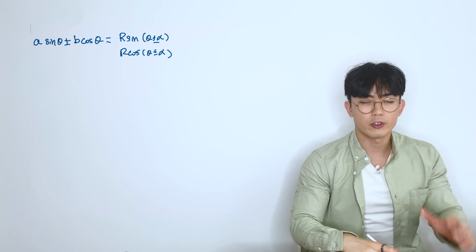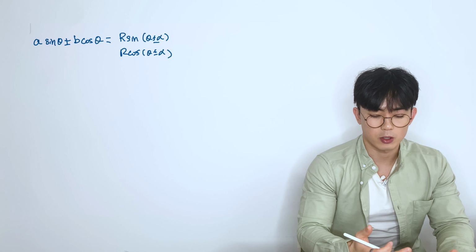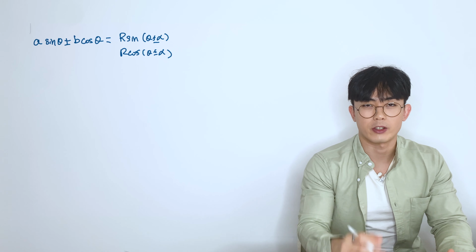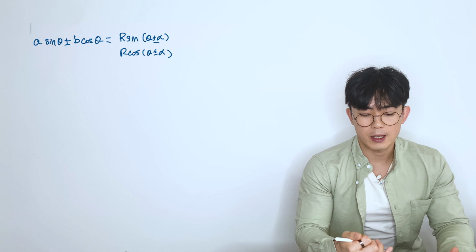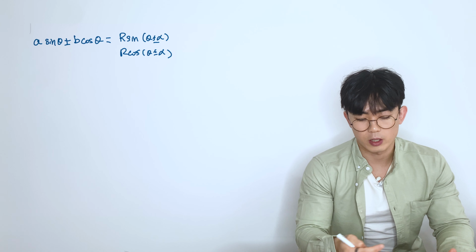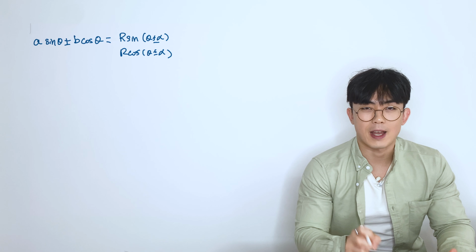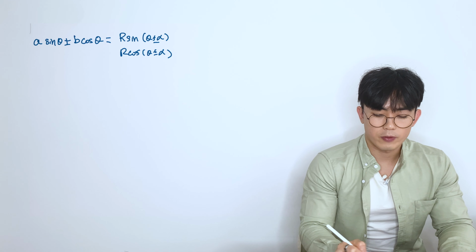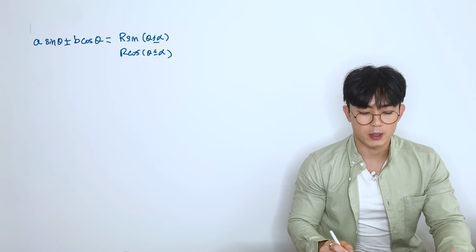So this is the general rule that I've written out for you. When we have some a sine theta plus or minus b cos theta, it can be any variation, where a and b are just some numbers, right? Then we can combine it into r sine theta plus or minus alpha, or r cos theta plus or minus alpha, where we are trying to find this r and we're trying to find the alpha value. It says plus or minus, but it depends upon the question. I'll explain to you why it's plus or minus later on.